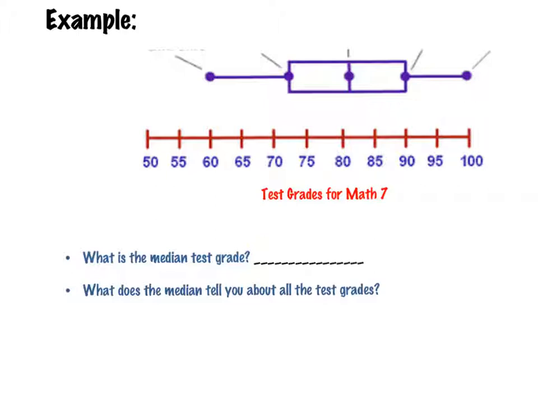Now we're going to actually look at a box plot and use the numbers to get some actual answers. So when we're looking at this first question, the title of the number line tells us what content we're dealing with. This says test grades for Math 7. Also look at this graph. It does not start with 0. It can count by whatever you need to, and it can start and end with whatever numbers you need, as long as it can include all the values in your data set.